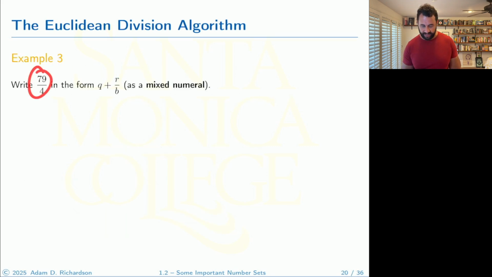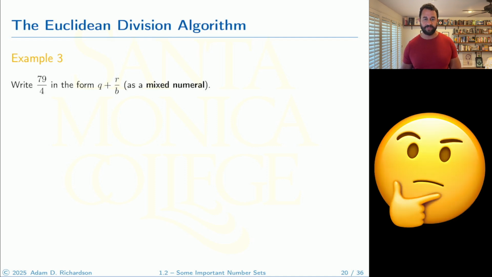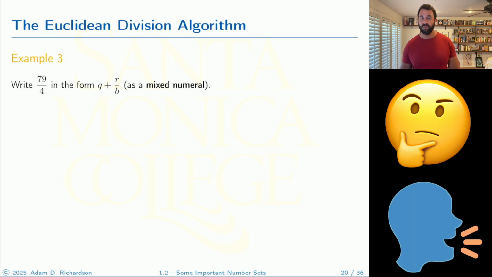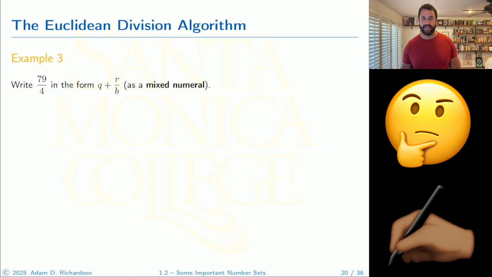Let's write 79 over 4 in the form q plus r over b as a mixed numeral. And this is one I definitely want you to try on your own. So just think about it for a sec. You might already know how to do this, and you're like, boom, I got it. Okay, say something out loud to yourself about what you're going to try. What division algorithm are you going to use? Okay, and now I want you to try it on your own. Basically, do that division. Divide 79 by 4 in whatever way you know how, and write it in the form of a mixed numeral.